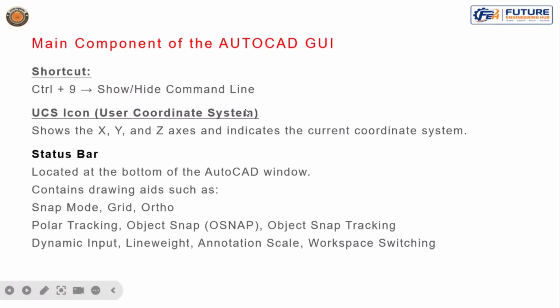The status bar is located at the bottom of the AutoCAD window and contains different drawing aids such as snap mode, grid mode, ortho mode, polar tracking mode, object snap mode, object snap tracking mode, dynamic input mode, line weight, annotation scale, workspace switching. So these features are under the status bar.